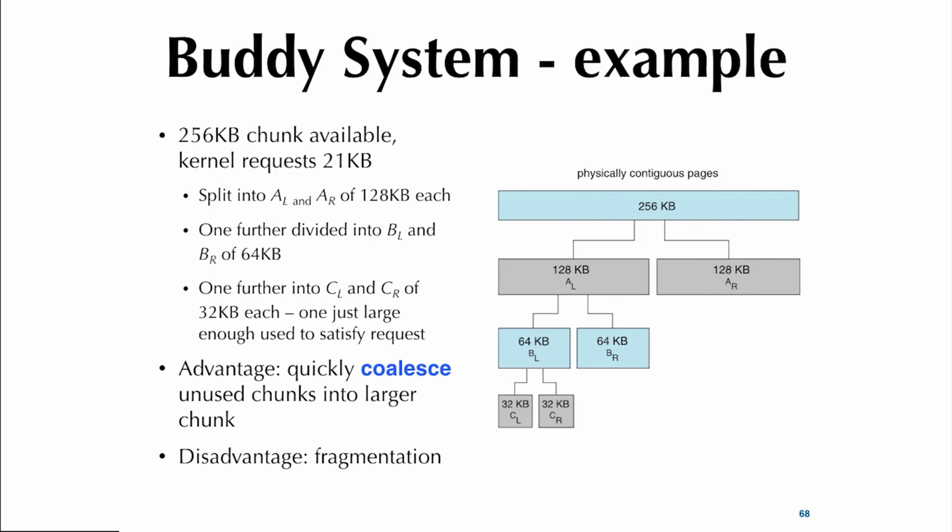So here is an example. You have 256K, and you can split it into 128 and 128, and 128 can be split into 64 and 64, then 32 and 32, right?